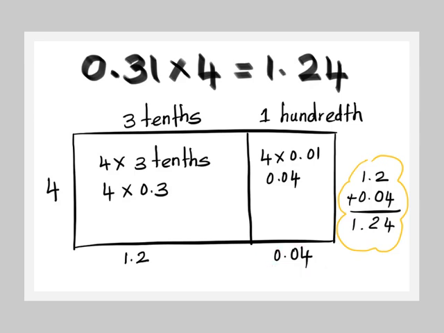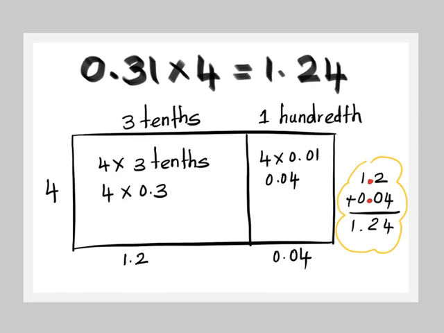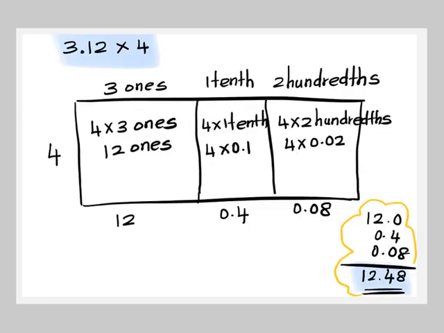And finally you have to add 1.2 and 0.04. For that you have to align the decimal places, so align the decimals, and the ones go with the ones and the tens go with the tens. So when you add 1.2 and 0.04, you get 1.24. So this is another area model which was done similarly.